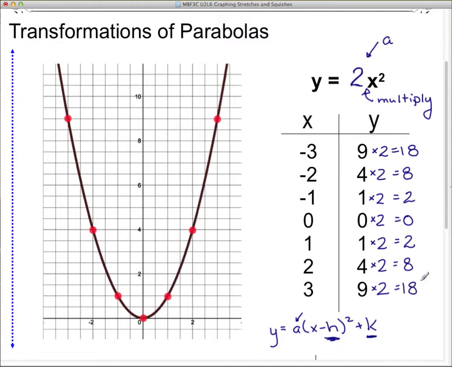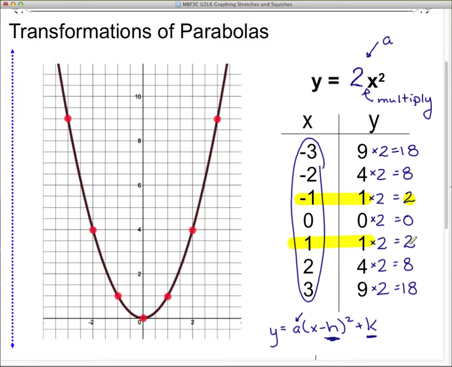So how does this change the look of the parabola? Well, these x's are all staying the same. So I'm still going 1 over from the parabola, except that now, see this one going 1 over was this one here and this one here. When I go over 1, I used to go up 1. So that was this part here.